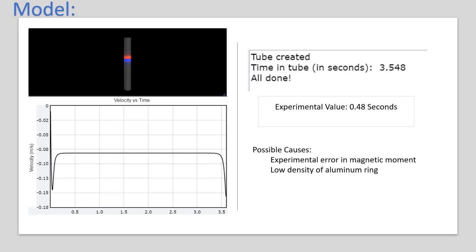So the time that I got for my simulation was 3.548 seconds, which is pretty different from my experimental value of 0.48 seconds. And I explained this a little earlier, but I'm thinking that the possible causes were experimental error in the magnetic moment, something that I would have done in lab 3, or just the fact that the aluminum ring has a lower density than expected because the aluminum wasn't very packed, so that could have been a problem as well.